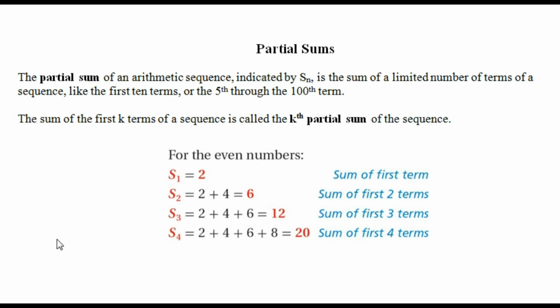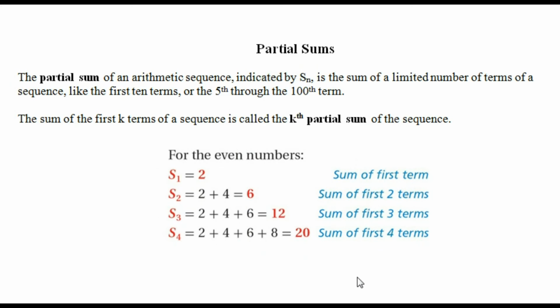So for example, for the even numbers, S sub 1 means the sum of the first term of the even numbers. That's just 2. S sub 2 is the sum of the first 2 terms, so 2 and 4 make 6. S sub 4 is the sum of the first 4 terms of the even numbers, so 2, 4, 6, and 8 make 20.